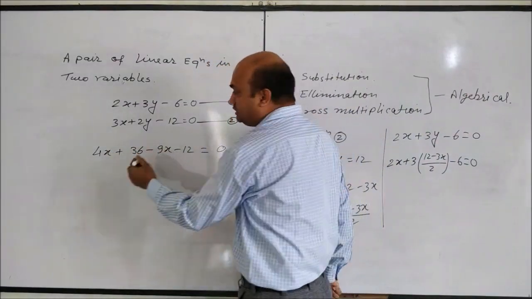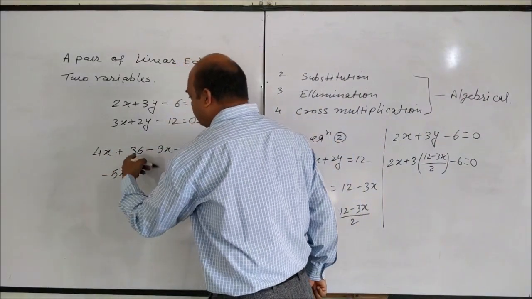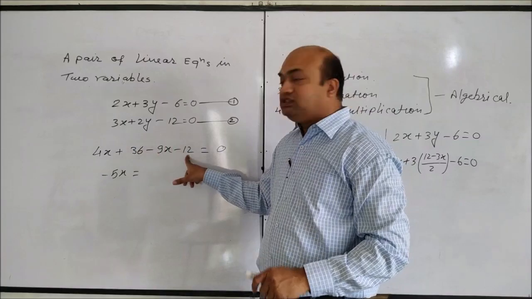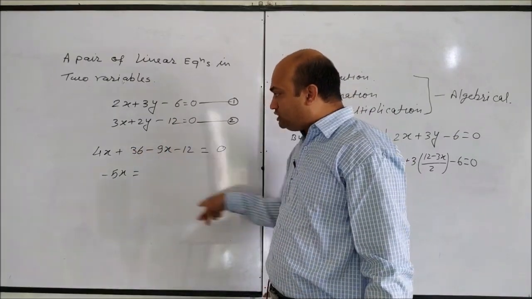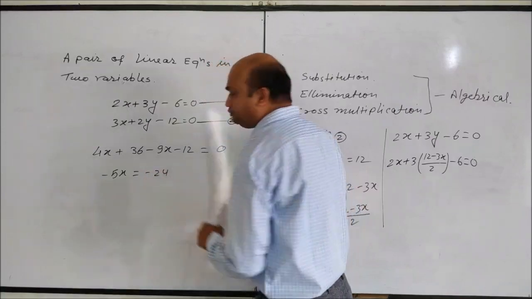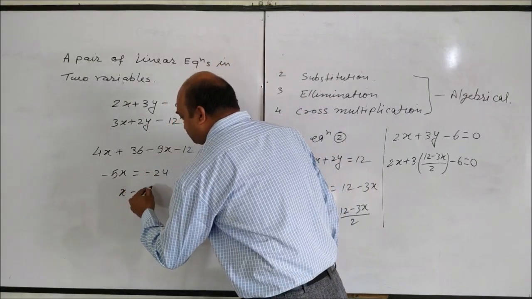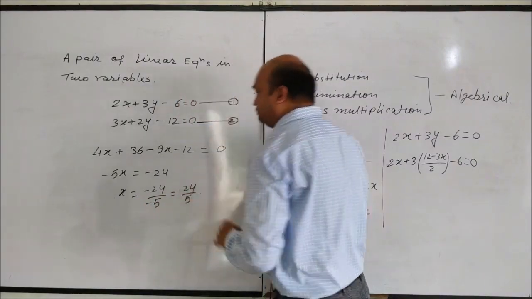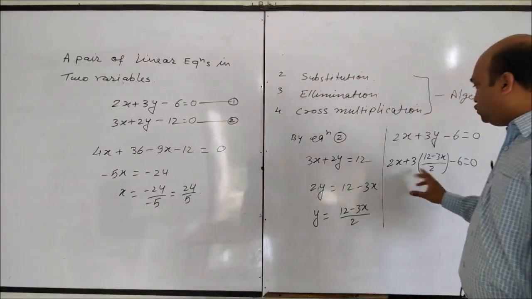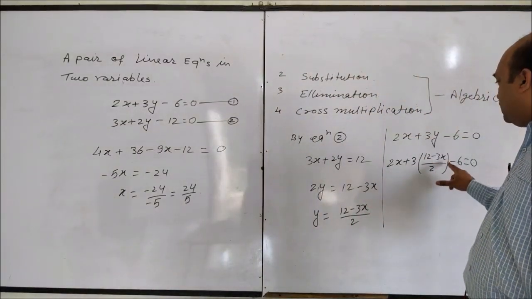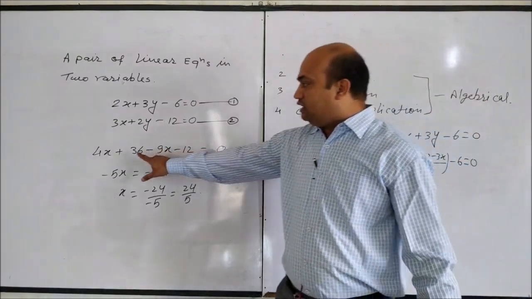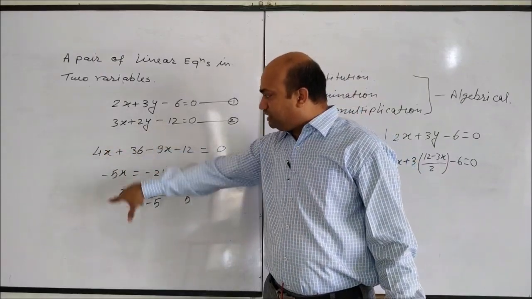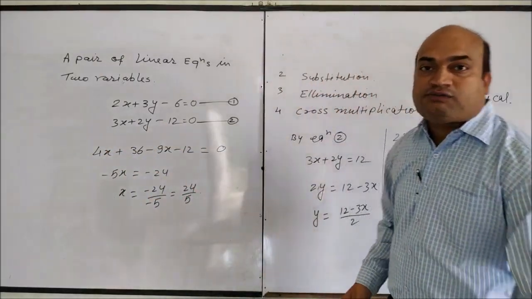4x minus 9x is minus 5x, and 36 minus 12 we will get 24. 24 we shift here, it is minus 24. x we get minus 24 by minus 5, that is 24 by 5. This is the value of x.